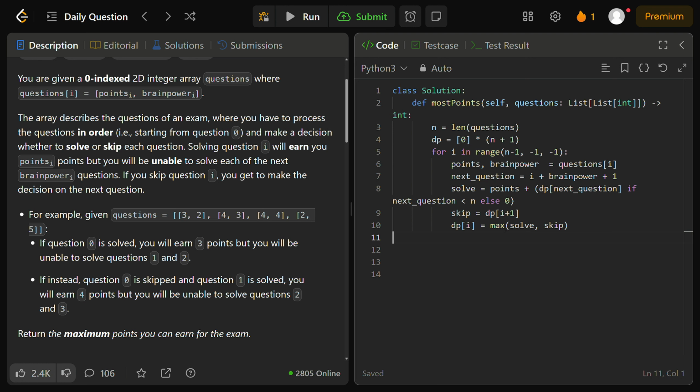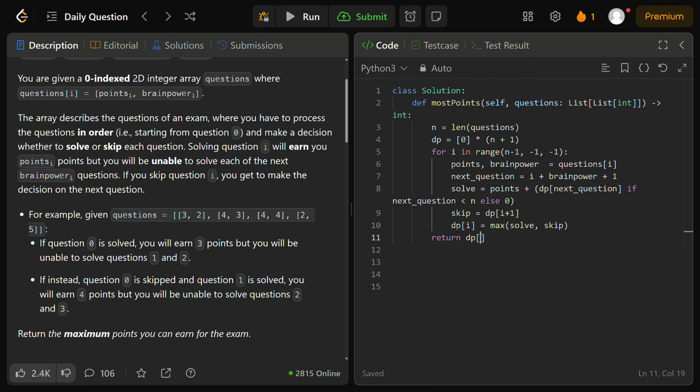We're basically going to get the maximum of solving the question. If that gives us a better score, we'll take that. Otherwise, if we just skip the question, we'll take that score, and we'll simply maximize those two values and set that to be the maximum number of points starting at this index I. And how do we return our final answer once we iterate through all the potential starting indices in the range from n-1 to 0? It's going to be stored in dp at 0.